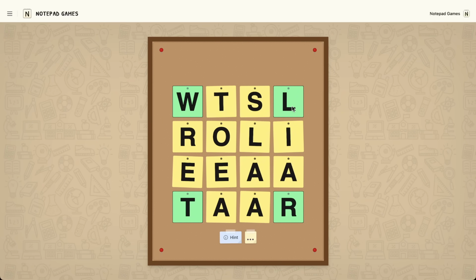We have a W and an L in our first row across. A lot of vowels, 2 E's, 4 A's, an O and an I. So we probably want to start thinking about words that have 2 vowels. Got that right away with a whale.